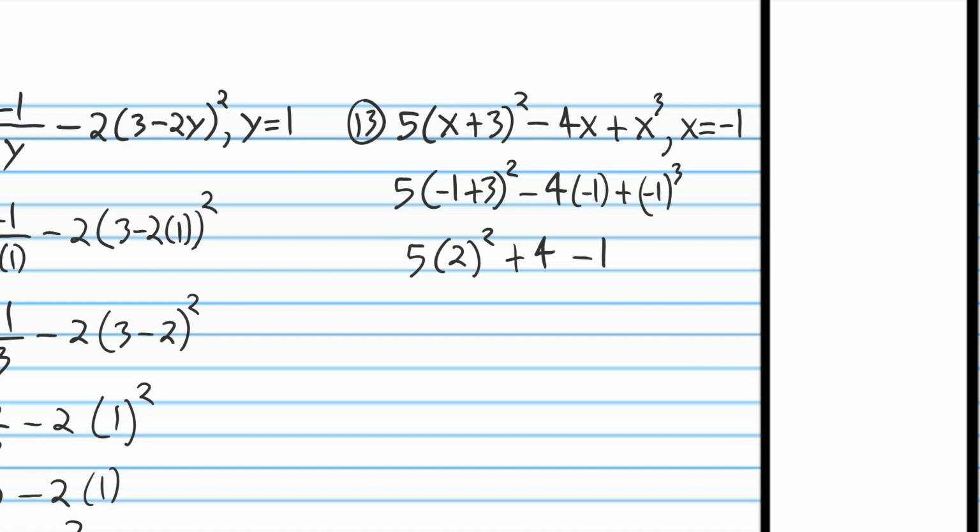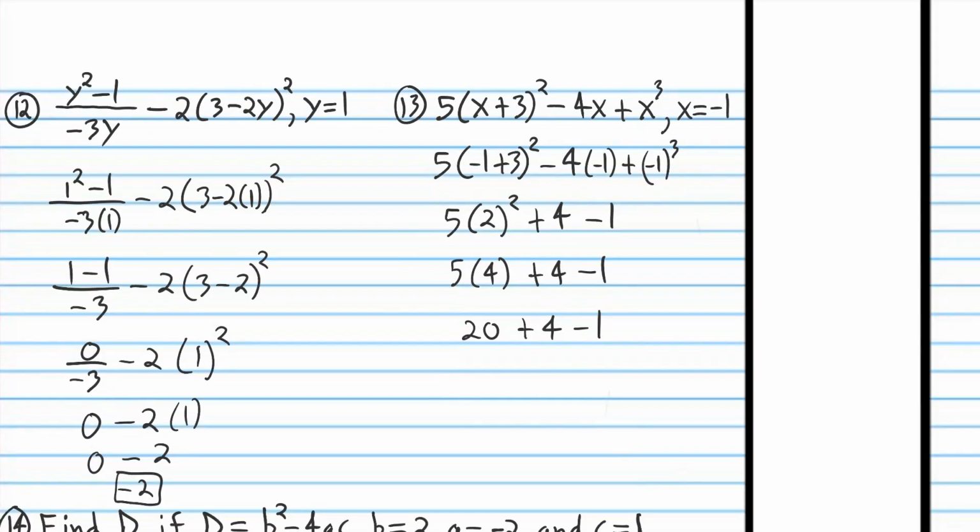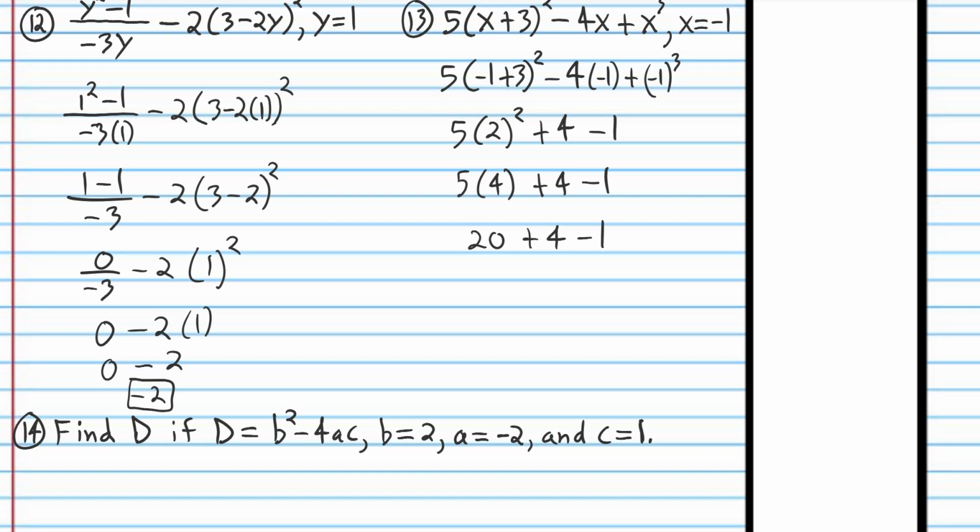All right, 2 to the second power is 4. And then PEMDAS tells us to do multiplication first, so 5 times 4 is 20. And 20 plus 4 is 24. 24 minus 1 is 23. So you can do more than one step at a time, as long as you show most of the work.